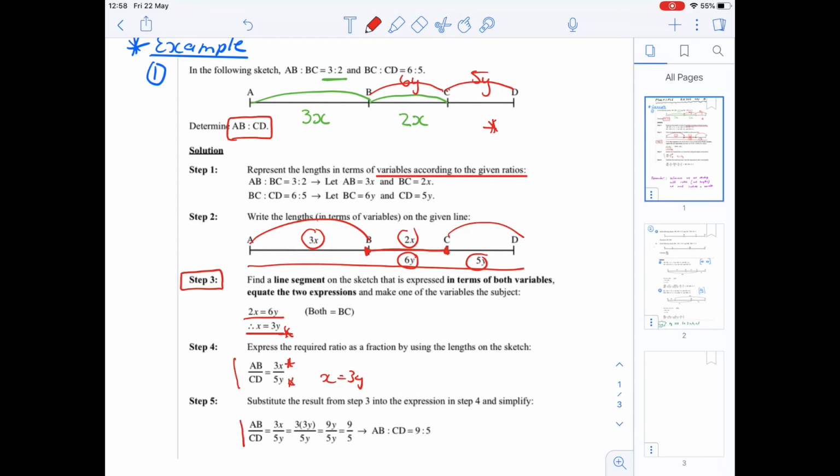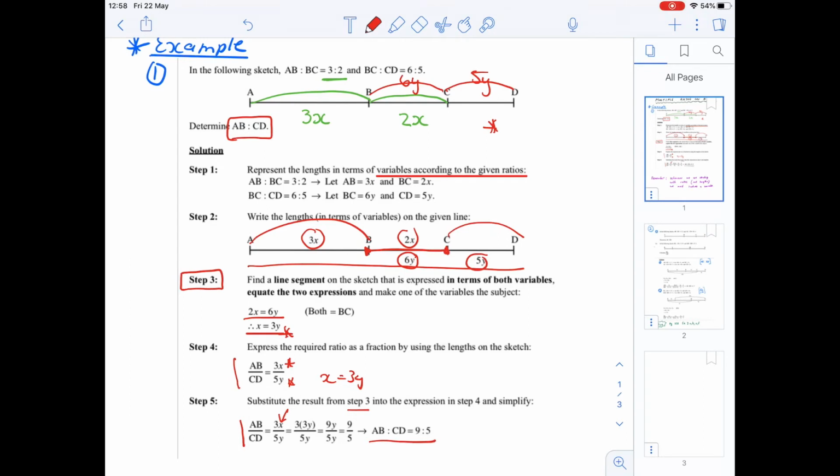So we're back here now in step five. Substitute the result from step three into the expression in step four and simplify. So AB over CD is equal to 3x over 5y, but in place of x, we're going to put 3y, which then equates to 9y over 5y. Same variable, so we can cancel, so it's 9 over 5.